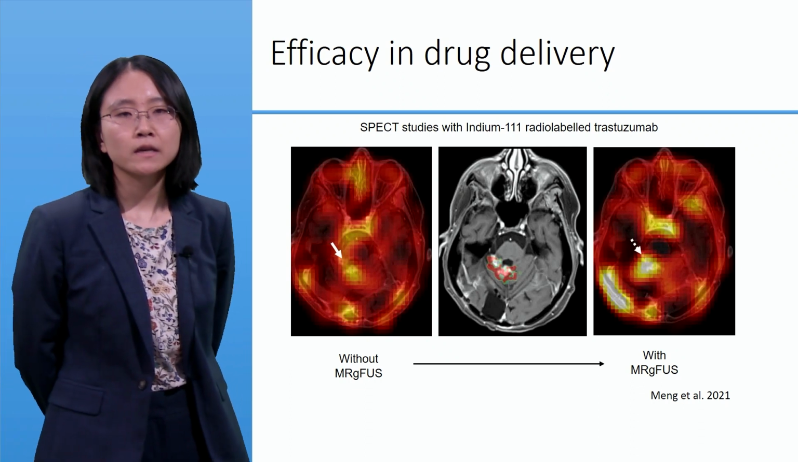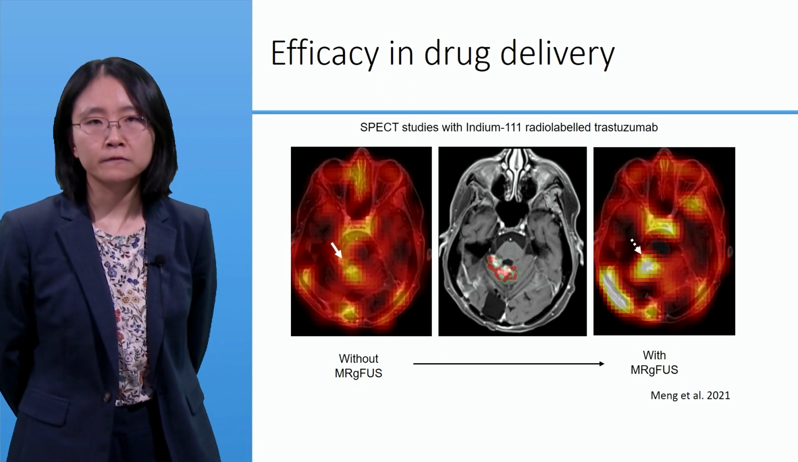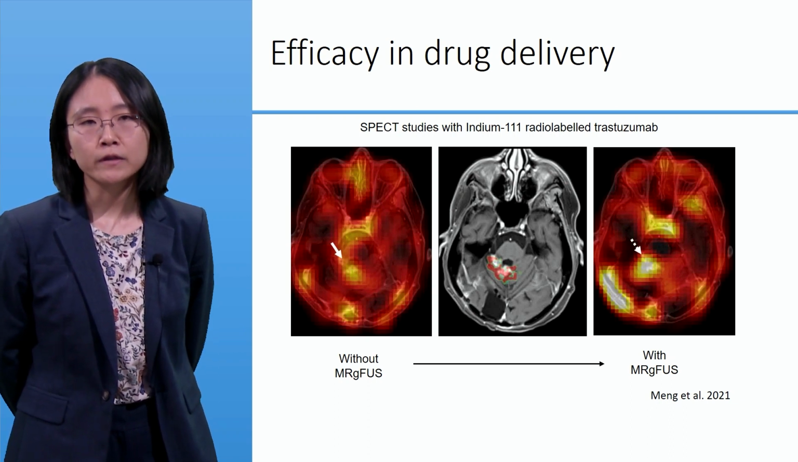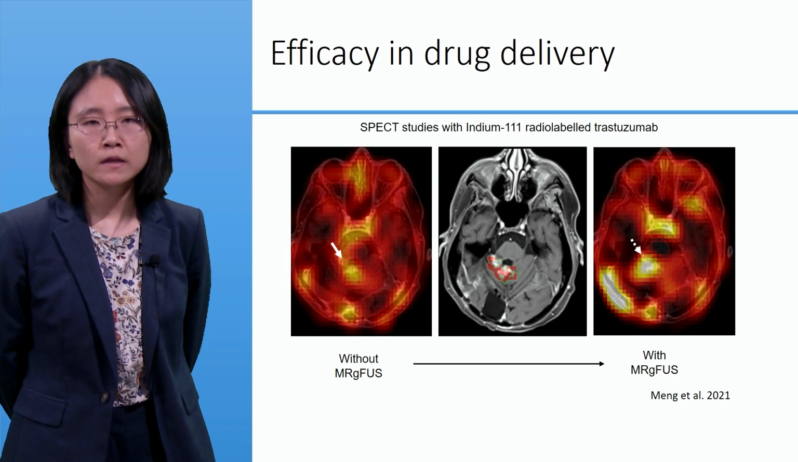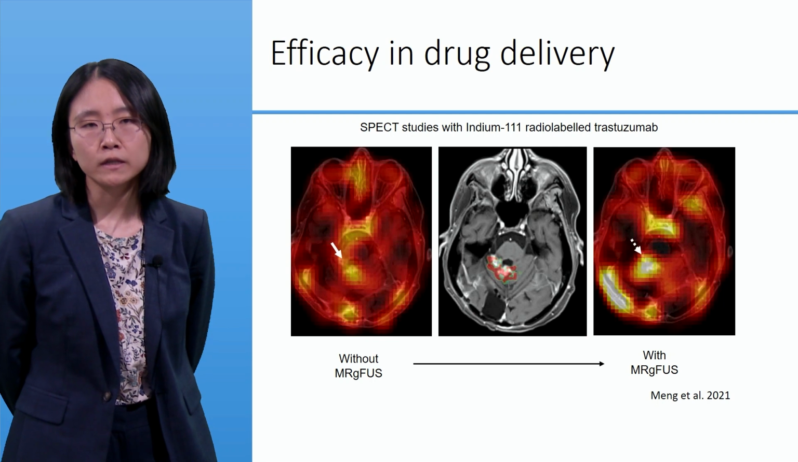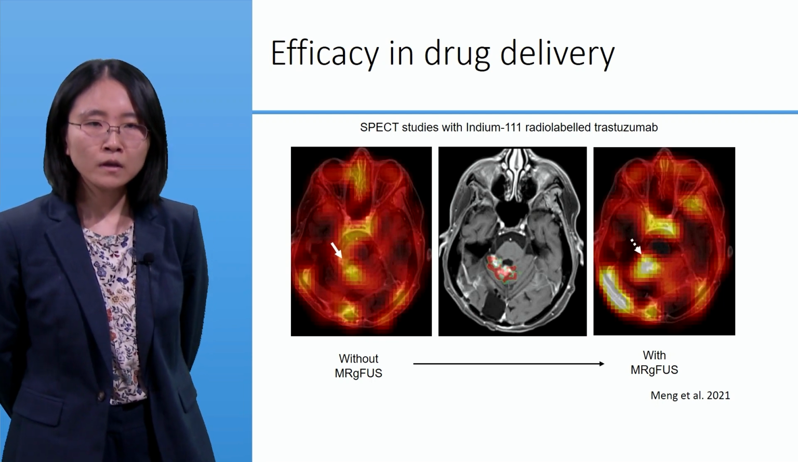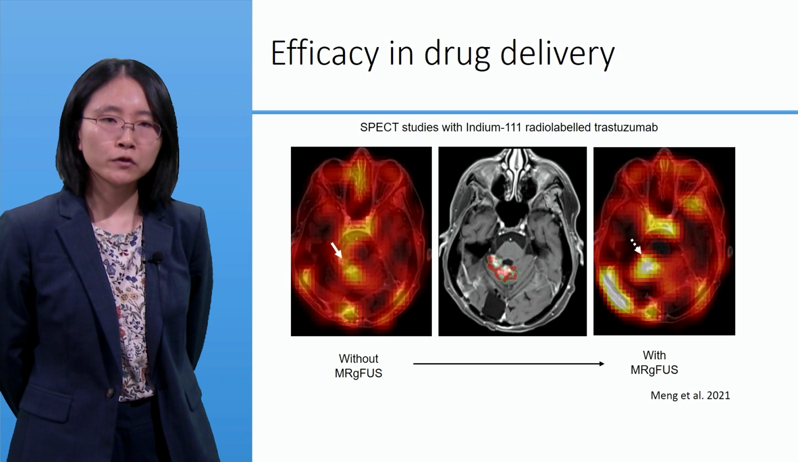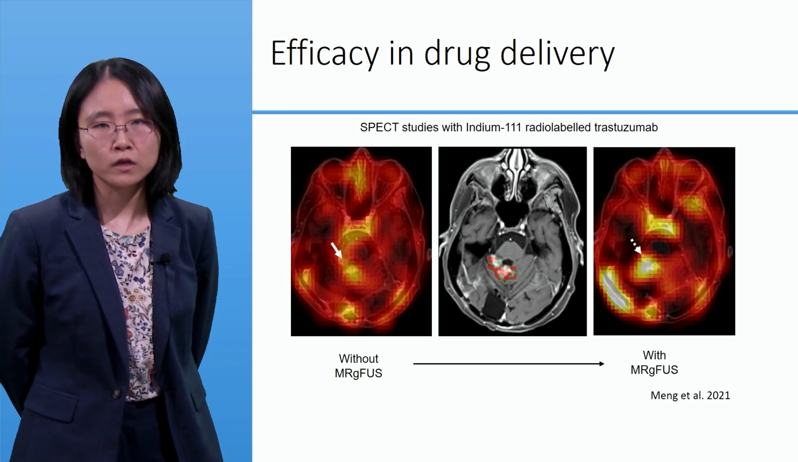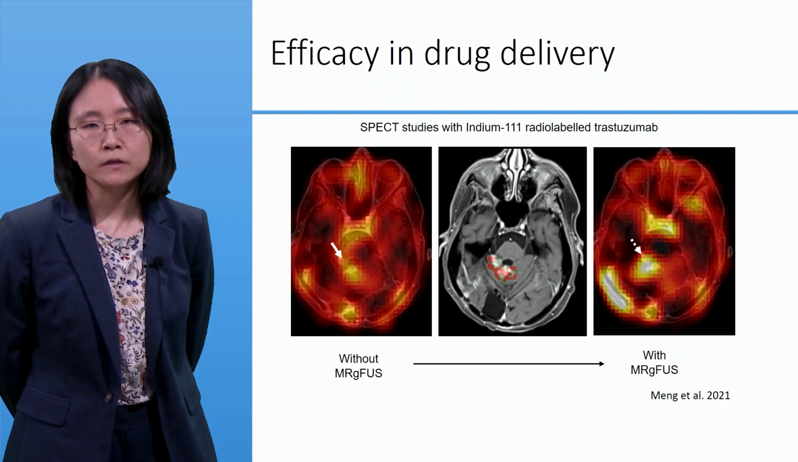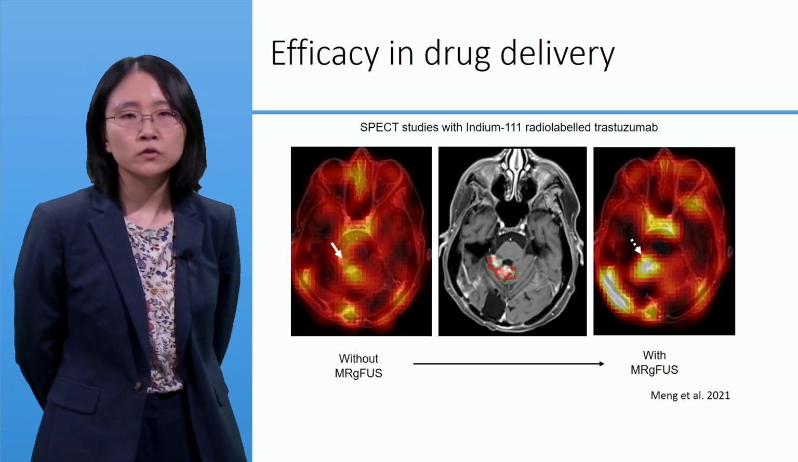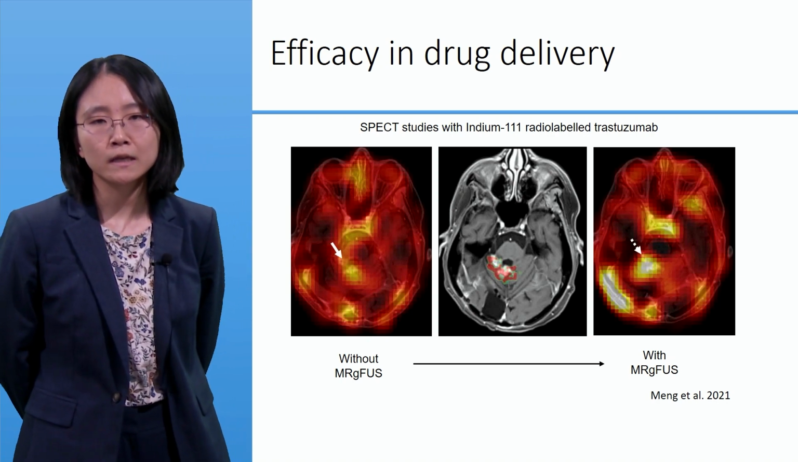And what is the efficacy of focused ultrasound in terms of drug delivery? This is a difficult question to answer and really depends on the drug that we're trying to deliver, or the drug of interest. But in the case of trastuzumab, which is a monoclonal antibody over 100 kilodalton in size, which is used to treat patients with HER2-positive breast cancer, we can potentially radiolabel this drug and visualize it non-invasively using SPECT studies. And this is what's done in this study, where trastuzumab was radiolabeled with indium-111.